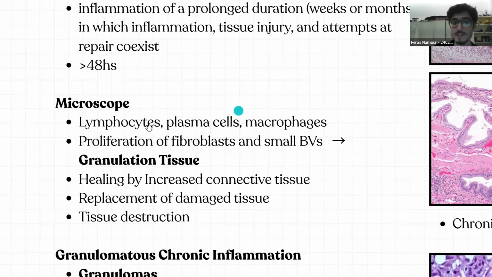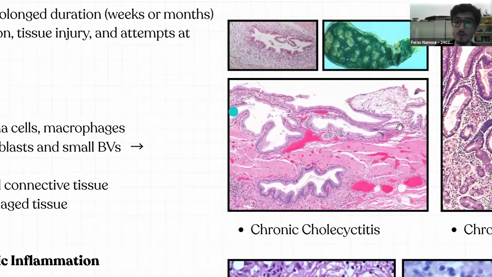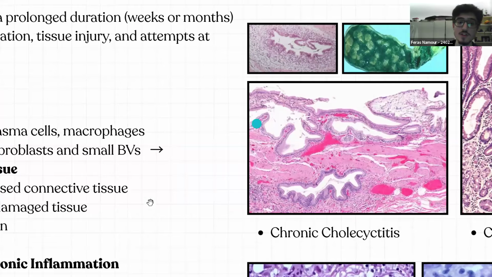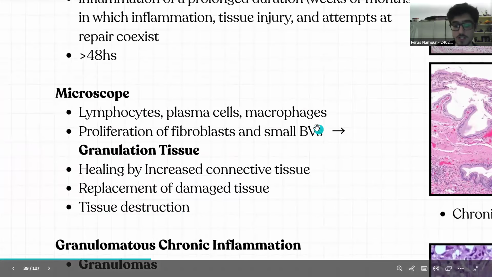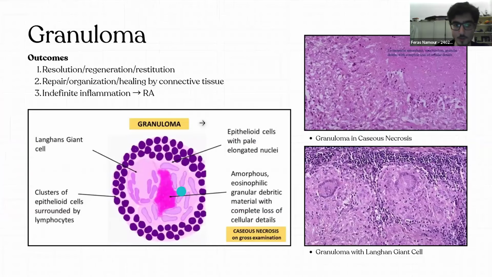Sorry, you're not going to see neutrophils. You're going to see lymphocytes, plasma cells, and macrophages. You're going to see the attempts of healing and granulation tissue deposition. And also you're going to see tissue destruction and necrosis. So to sum up chronic inflammation in one way: there is inflammation, there's injury, and attempts at repair at the same time. The big player here is granulomas, right?